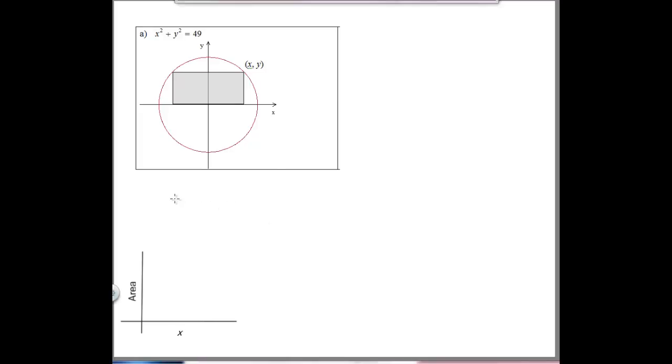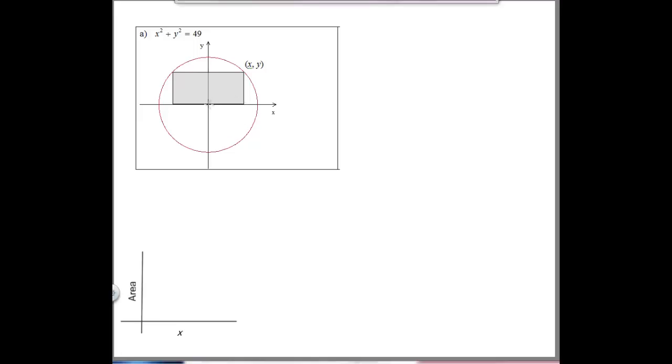This is an example of an optimization problem trying to find the maximum area of the rectangle shown that has one corner on a circle whose equation is x squared plus y squared equals 49. So the first thing you need to do is get a feel for this picture.